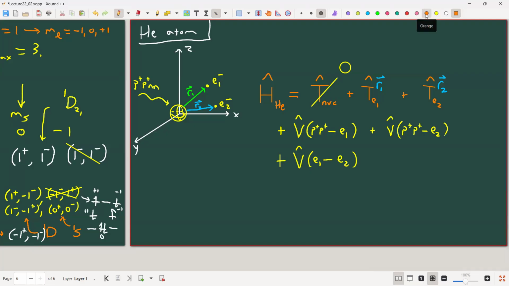Remember that the electrostatic attraction between two charged objects depends on the distance between them. So let's define a distance between the electrons, which I'll call R12. And I'll define R12 to be the absolute value of R1 minus R2, which is the way that I would construct that vector from those vectors.